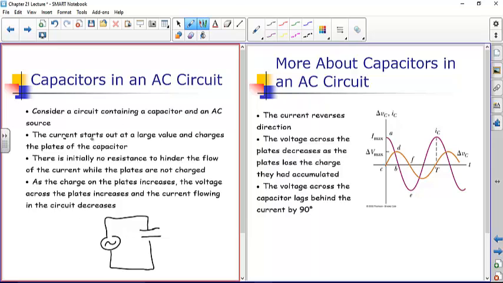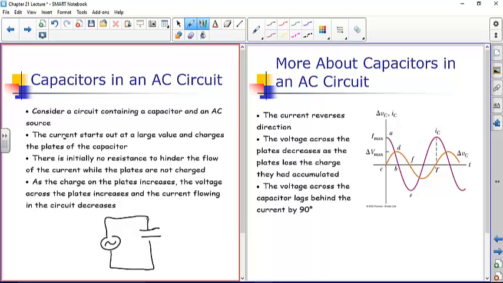The current starts out at a large value and charges the plates of the capacitor. There's initially no resistance to hinder the flow of the current while the plates are not charged. So when it is uncharged, you just push the current into the plate, but it doesn't instantaneously charge the capacitor. It still takes a while. As the charge on the plate increases, the voltage across the plate increases, and the current flowing through the circuit decreases.